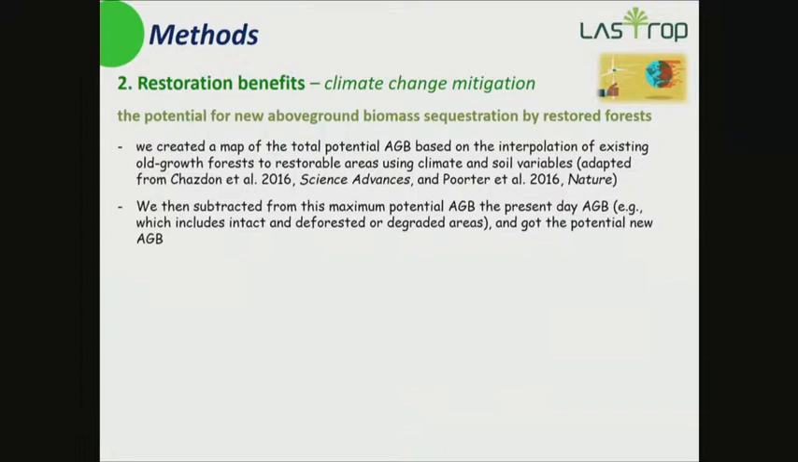To develop this layer, we based it on an equation that was developed as part of two previous works, one of them developed by Lawrence Porter, who is here, and Robin. So we got for the new tropics more than 1,500 plots of second growth forests, and we developed an equation to estimate the potential recovery of above ground biomass based on soil and climate variables.